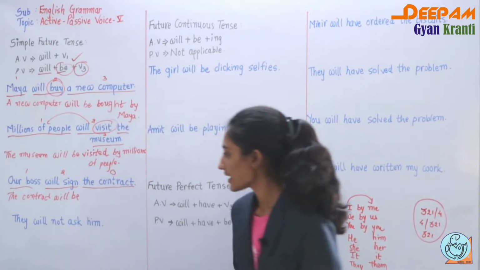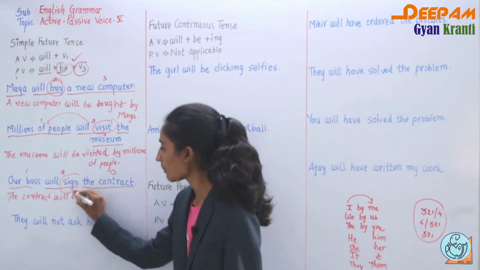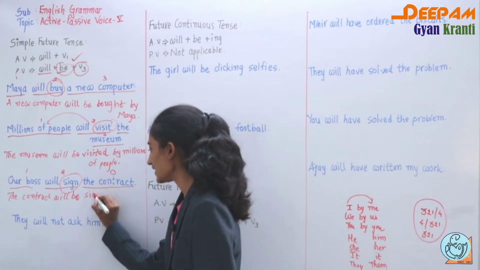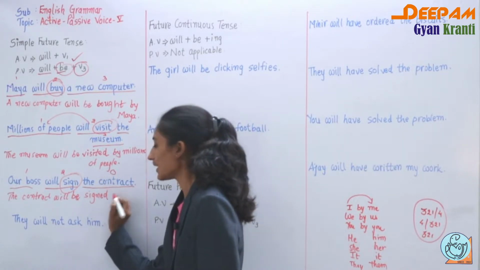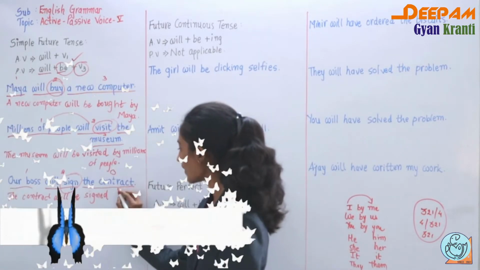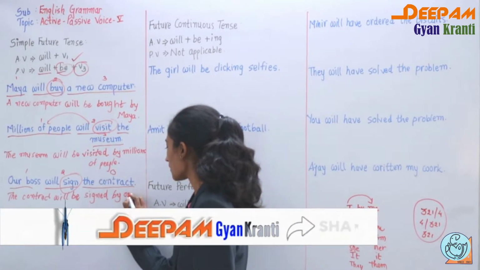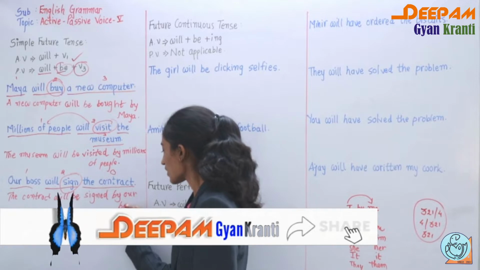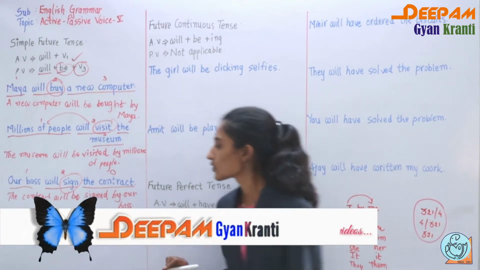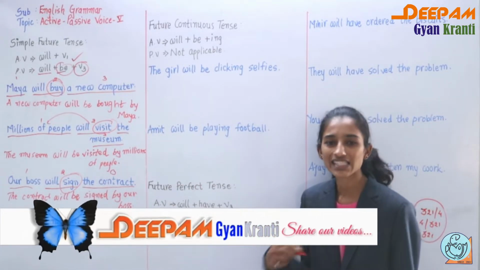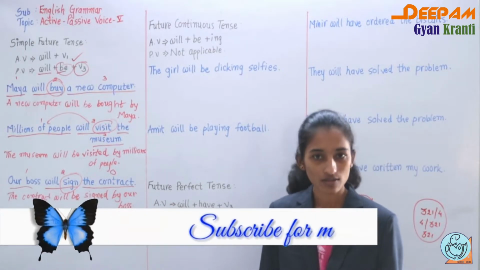So will be. And what is the V3 form of sign? Signed. Then by and the subject. The subject is our boss. So what is the answer? By our boss. So what is the correct answer? The contract will be signed by our boss.